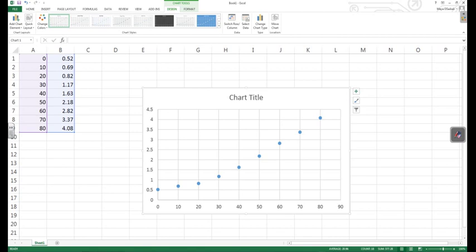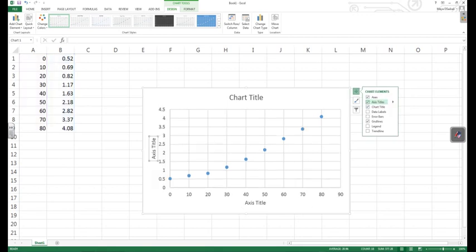Then if I want to add an axis title, what do I do? Remember that? You go on the plus, and then you pick axis title. And that would add the axis title right here. So what do I call the y axis? What do I name it? BC population. Population in millions.